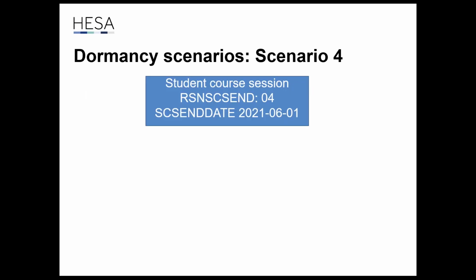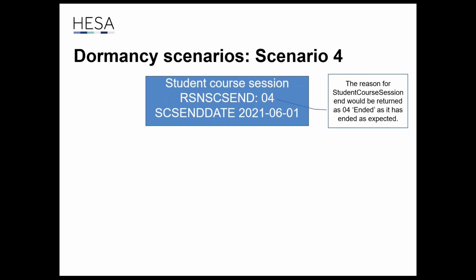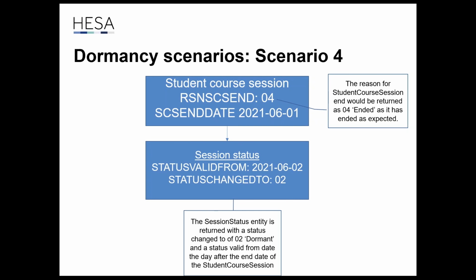So the student finishes that student course session as expected. So it would have the end date of the point that they finished that student course session and a reason for ended as it's ended as expected. It hasn't ended because they've interrupted or withdrawn. They've done that year as expected. They're just then going dormant after that. But at the point that they return that, they could also send us the session status update. As with the others, the status change to would be 02 for dormant, and the status valid from date would be the date from which the student is dormant. So in this example, that's the day after the end of the student course session.